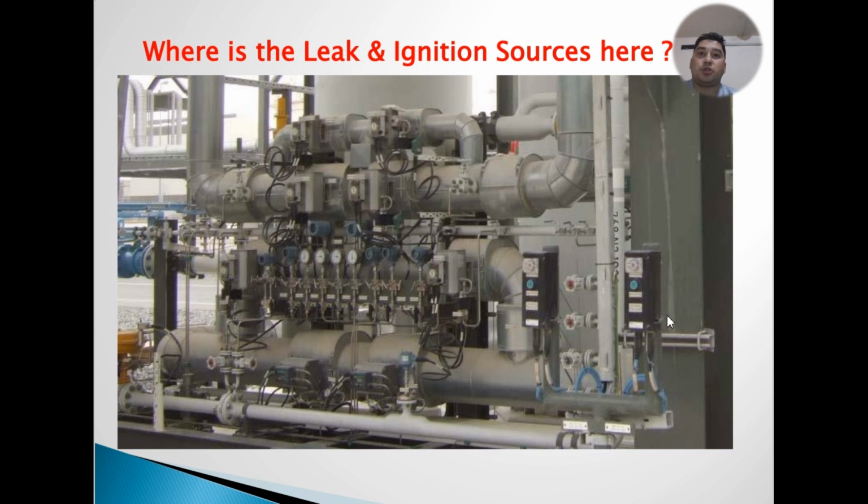Where are the leak and ignition sources here? Can you identify? So these are the leaks, as we discussed earlier. This one also, and the ignition source is maybe this one. There is an electrical.